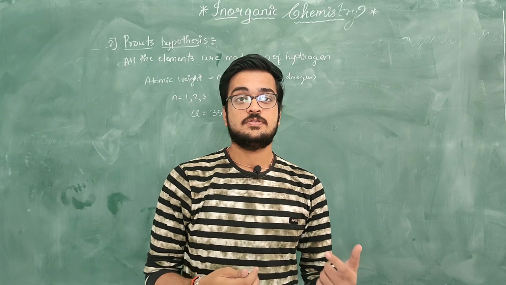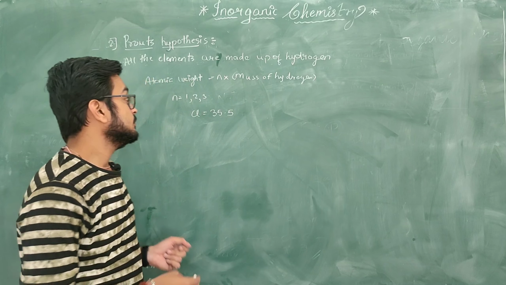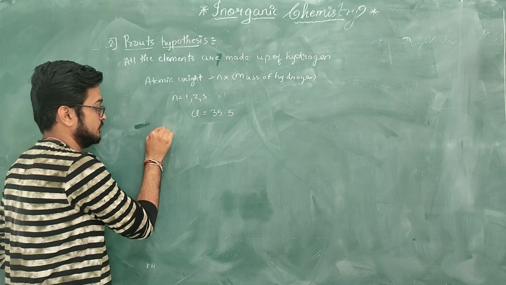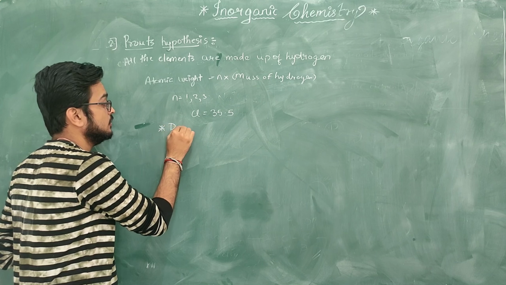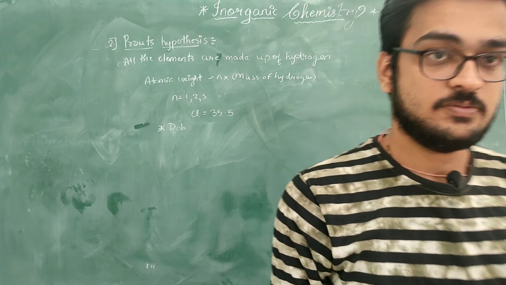Now let's come to another scientist. The next person was Dobereiner. What was his name? Dobereiner. I'll just wet the chalk. It's quite rough, just a minute.